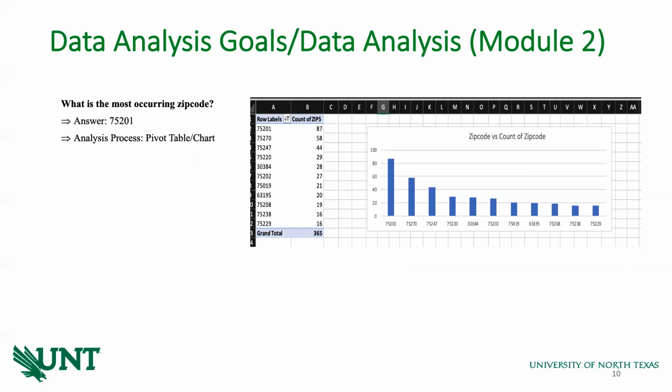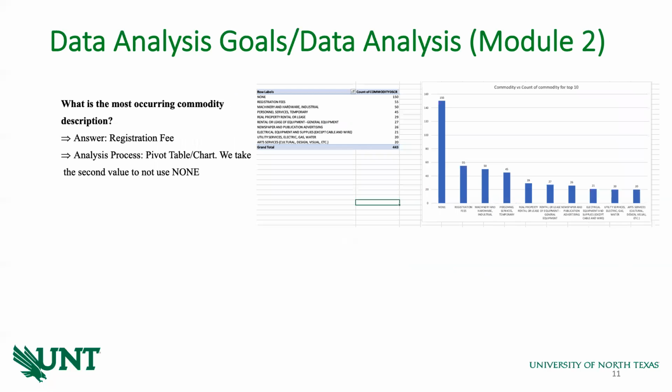And yeah, we drew the pivot table and chart to find the most frequently occurring zip code, and that's 75201. And the next thing we did was we tried to find which is the most occurring commodity, and we see from the pivot table that it is registration fee.